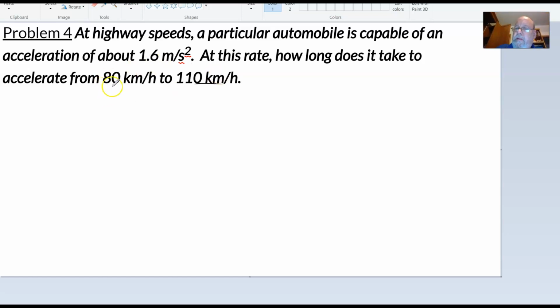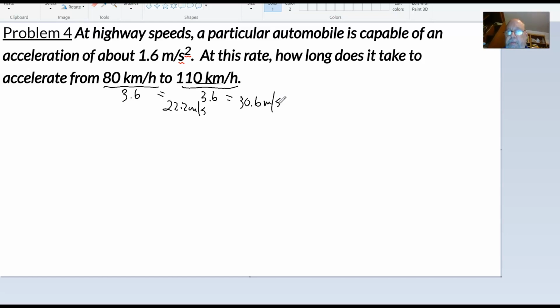So when I see a problem like this, I immediately go ahead and write down or do that conversion right away so that I don't have to worry about it later on in the problem. So we're going to divide both of these by 3.6. If I do that, this turns out to be 22.2 meters per second, and this turns out to be 30.6 meters per second. Okay, so now I've got those values in meters per second, and I don't have to worry about converting them later on.